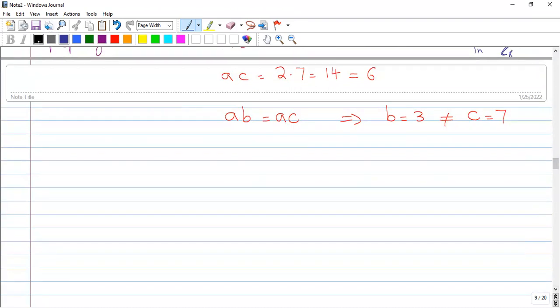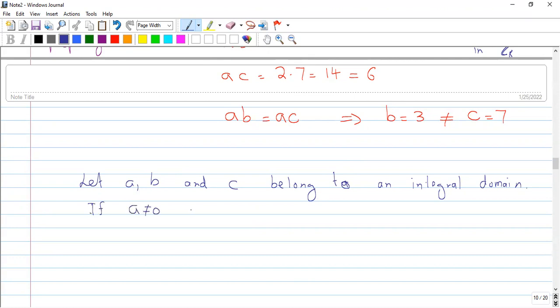So the statement का जो theorem की है, that let A, B, and C belong to an integral domain. If A is not equal to 0 and AB is equal to AC, it implies that B is equal to C. So this is the theorem.